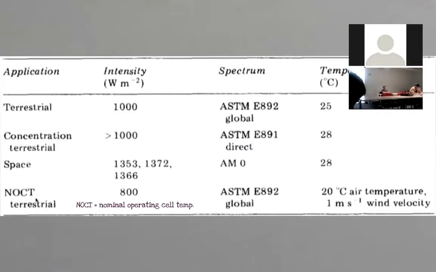Now, you can also have these terrestrial solar cells at different temperatures. So it's called NOCT, the nominal operating cell temperature. So for instance, you can measure this at different temperatures, 20 degrees Celsius or not. So in this case, it's a slightly lower intensity, 800 watts per meter squared. But these are coupled, of course. So it's just to show that you can have application-specific standards as well. But the first three are mostly what most people are concerned with.